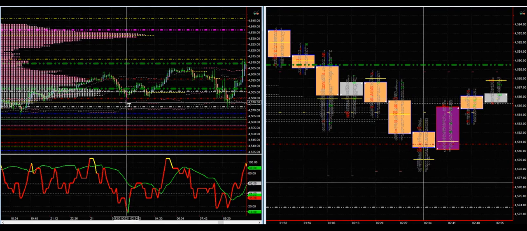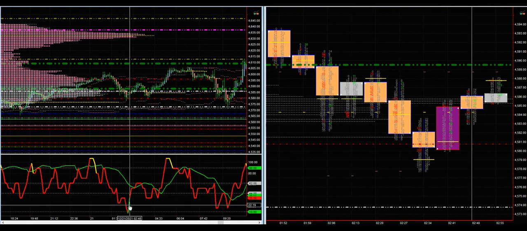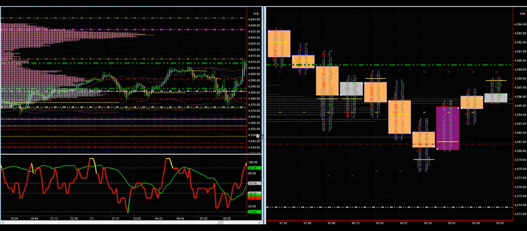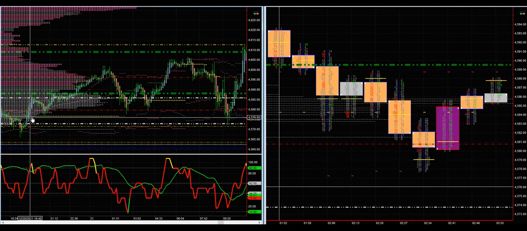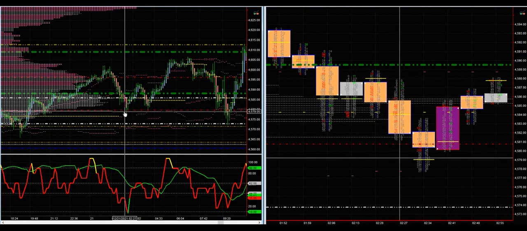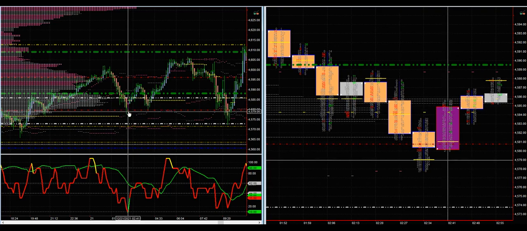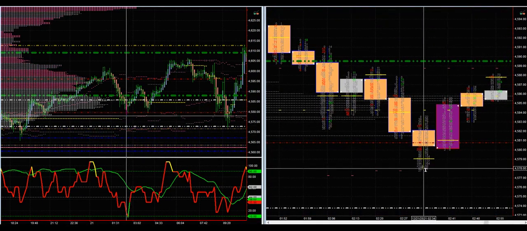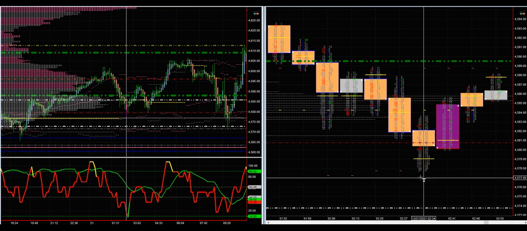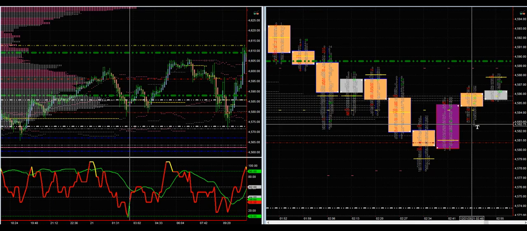Okay, so let's apply the rules. I want to go long. Why? My oscillator, my profile location, and I'm at one of my profile levels right here, the yellow line. Okay, so the area came very quickly. Now what? Look on the right side. What evidence do you have that buyers are coming in for you to fulfill your desire for long profit?